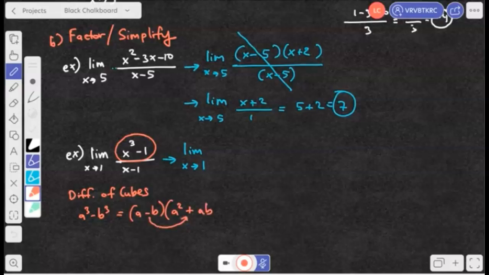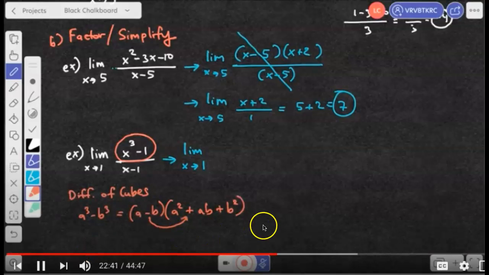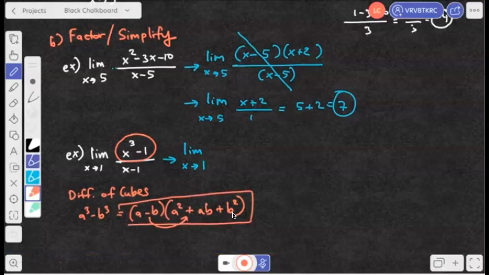Since the a minus b is a negative, after the a squared it's plus, then you put ab, always plus, b squared. I don't know if you can see my mouse here, but this is always plus, and then you have b squared. And so that's the formula for difference of cubes.